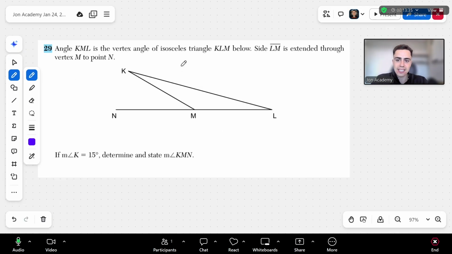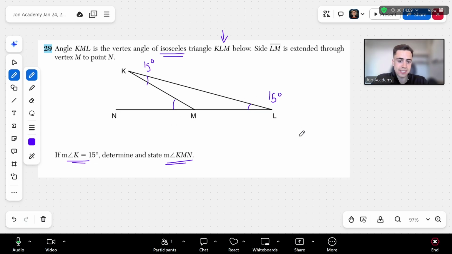What do they tell us? They tell us that we have an isosceles triangle KLM. That means that two of the angles are the same and two of the sides are also the same size, no? So we could see already that the equal angles are these two. And they also gave us angle at K is 15. Therefore, this other angle is also 15 here. Now we are asked the angle at KMN. So that's going to be the one here, the one we are looking for.